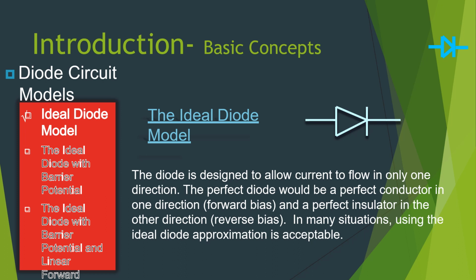This diode is designed to allow current to flow in only one direction. The perfect diode would be a perfect conductor in one direction, which is also known as forward bias, and a perfect insulator in the other direction, which is also known as reverse bias. In many situations, using the ideal diode approximation is acceptable.